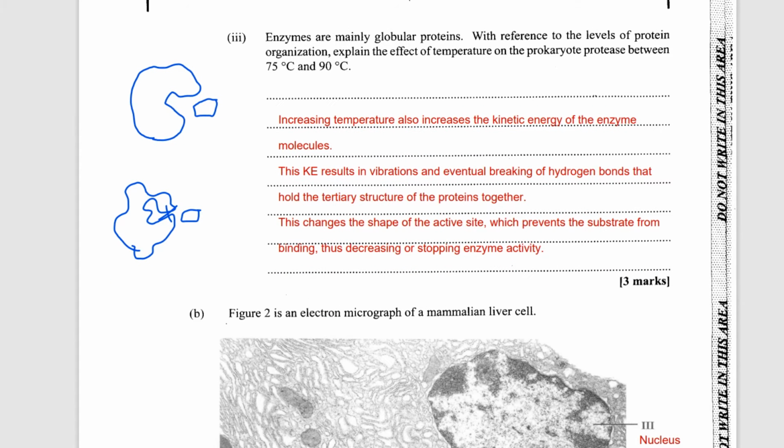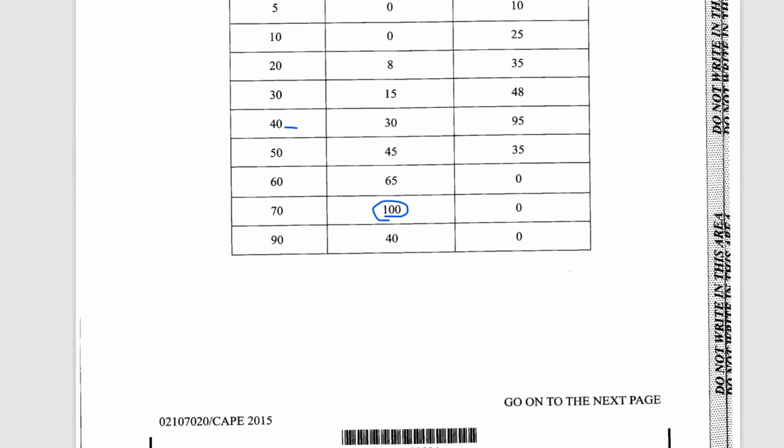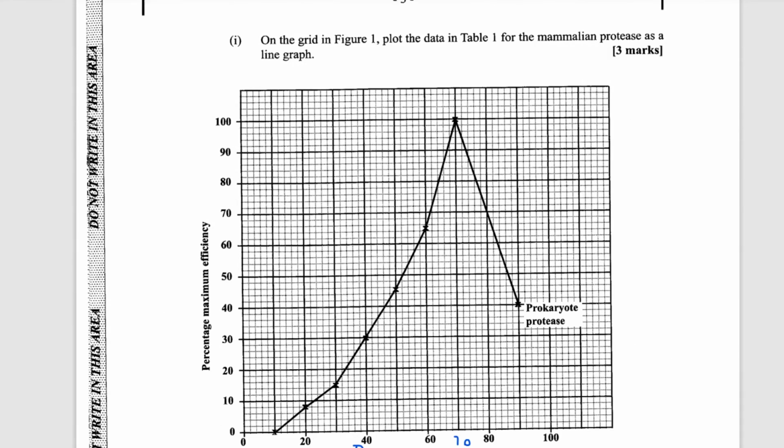Alright, part 3. Enzymes are mainly globular proteins. With reference to the levels of protein organization, explain the effect of temperature on the prokaryote protease between 75 and 90 degrees Celsius. Let me look at the table here. You can see between 70 to 90 degrees Celsius, and right above that, the efficiency is going down, and you could also see this on the graph. Right around here you see it plummeting right down.